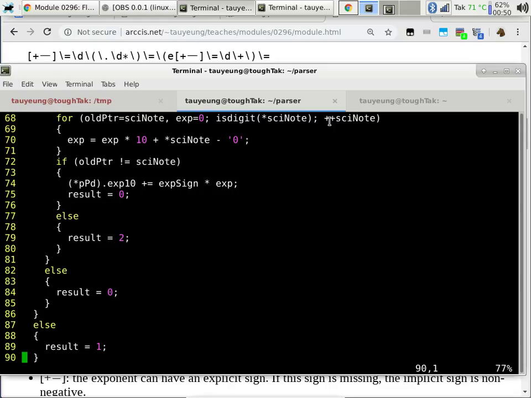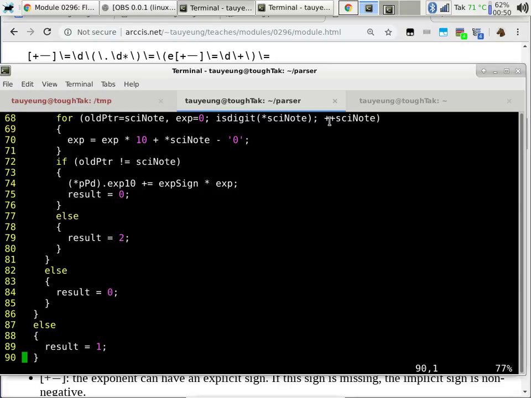The initialization has this kind of weird thing of O pointer equals side note. In other words, I'm remembering what the character pointer is pointing to before I process any of the digits. So we'll figure out why I had to do that. The other one is not too surprising. This exp is not exp10 as a member of the structure. This is just a local variable because I have to keep them separate.